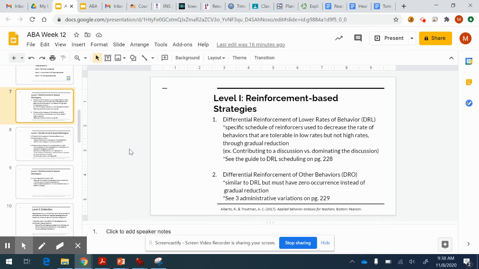So think about work. The author gives an example of the teacher drawing a smiley face on every paper that does not contain doodles. So if a student's used to doodling or drawing all over their paper, making it a mess, and you want that zero occurrence behavior, that DRO reinforcement system in place, every time the student hands in a paper that doesn't have doodles or drawing on it, putting a smiley face on there is a reinforcement of a permanent product.